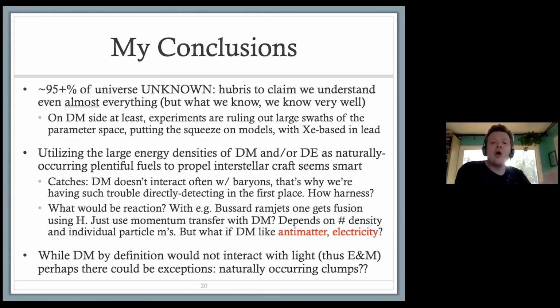but what if there are all kinds of interactions that dark matter has with itself, called self-interacting dark matter, that we don't know about? And it's just like ordinary matter. Dark matter could have a whole slew of interactions that we haven't discovered. I always like to think of, what if dark matter is like antimatter or electricity, where we just don't have the imagination for what the potential practical applications could be.